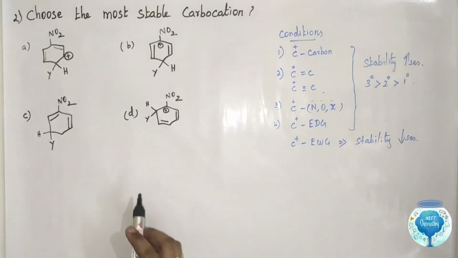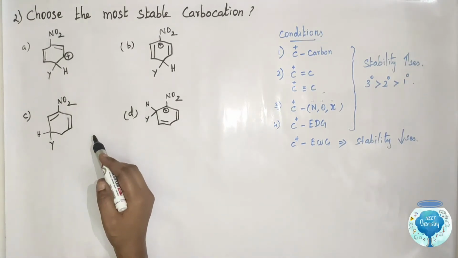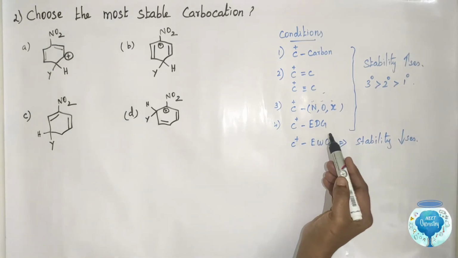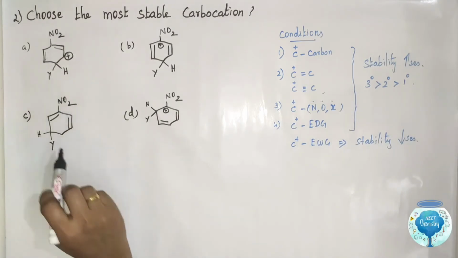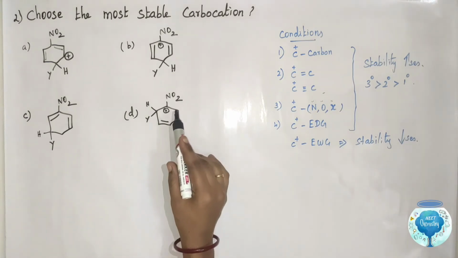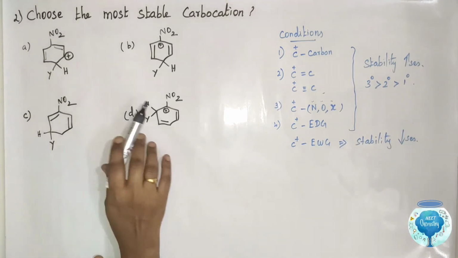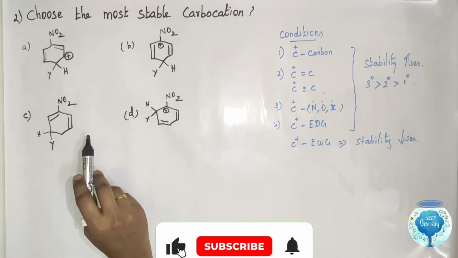Next question. Choose the most stable carbocation. In the first question, we had the electron donating group like the methyl group. In this one, we have the carbocation with an NO2 group. NO2 group is an electron withdrawing group. The carbocation, we have four options. Which one is more stable?